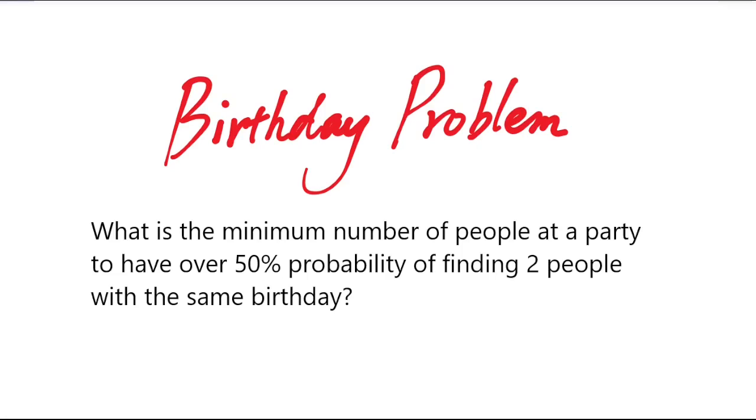Hello, everybody. So today I am going to talk about a very classic probability problem, which is the birthday problem. The problem goes as follows. What is the minimum number of people at a party in order to have over 50% probability of finding two people with the same birthday? And I should add here it could be more, at least.